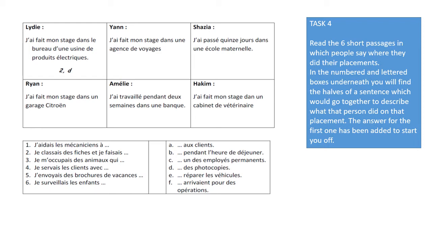Okay, so the first one's done for you, and if you look, it says 2D under what Lydie says. She did her placement in an office of a factory that made electronic products. So if you look underneath it, what 2D would say is "je classais des fiches et je faisais des photocopies," which means I filed the documents and I made photocopies. So that's what she did working in the office.